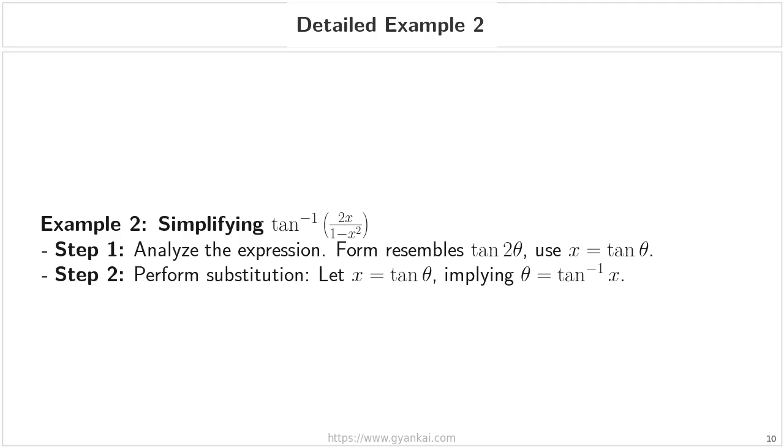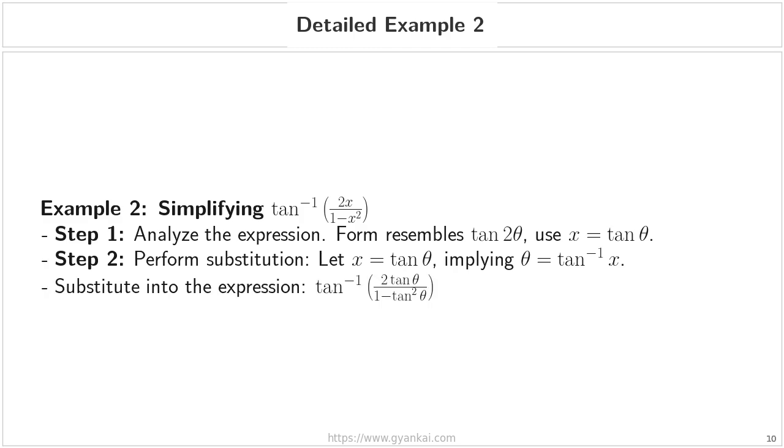Moving to step 2, we perform the actual substitution. By letting x equal tangent theta, it naturally follows that theta equals the inverse tangent of x. Now, let's substitute this value of x back into our original expression. By replacing every x with tangent theta, the expression transforms into the inverse tangent of 2 tangent theta, all divided by 1 minus tangent squared theta. In the next slide, we will apply a trigonometric identity to further simplify this result.